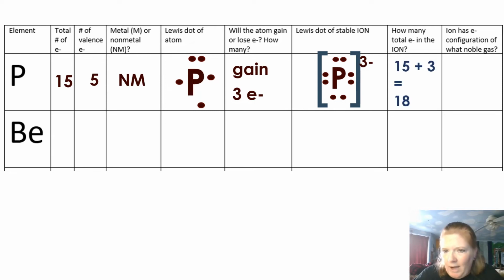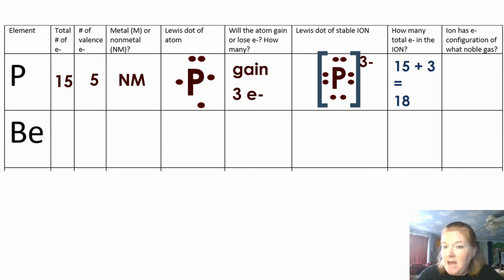And let's talk about why. Why is that charge 3 negative? Well, now it has 18 electrons, right? Because it had 15, it gained 3, it has 18. Well, it still has 15 protons. So 18 negatives and 15 positives gives me a negative 3. And I put these brackets here to indicate it's an ion. It has either gained or lost electrons, and I put the charge outside.